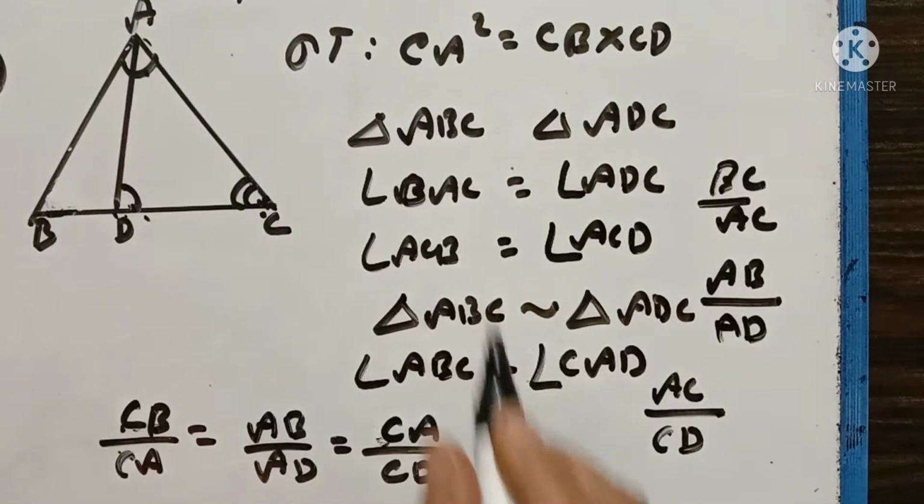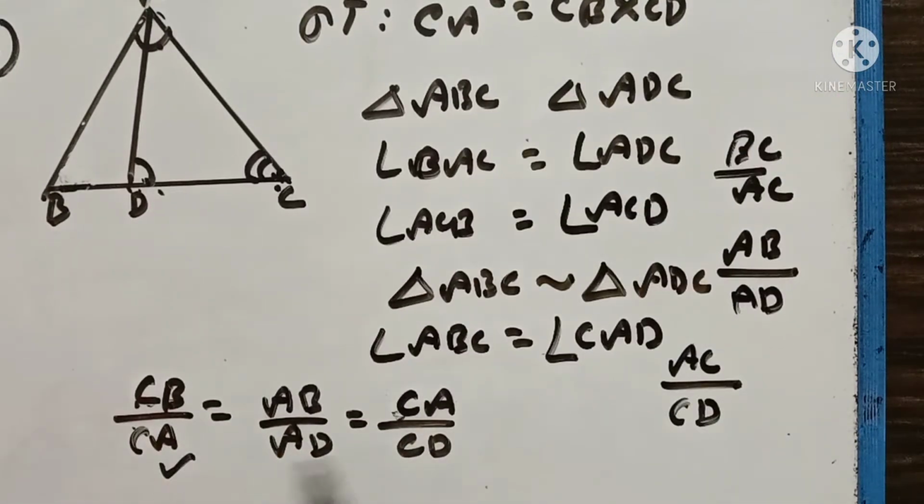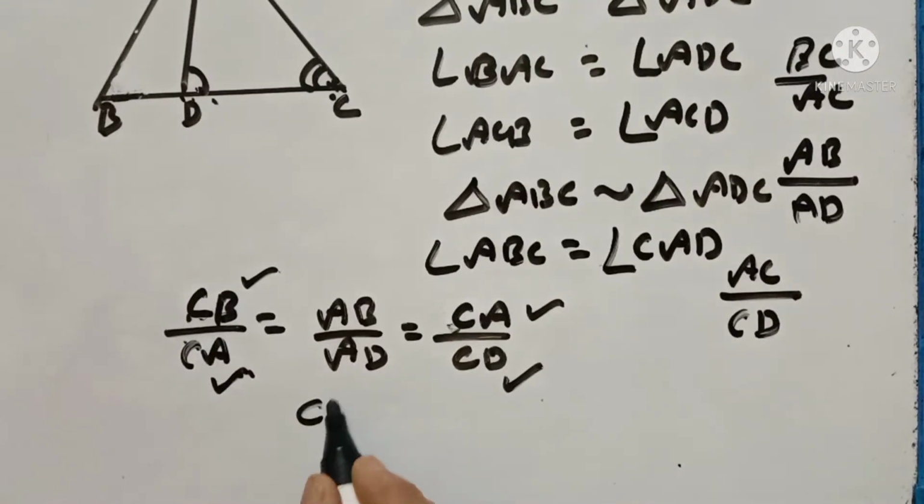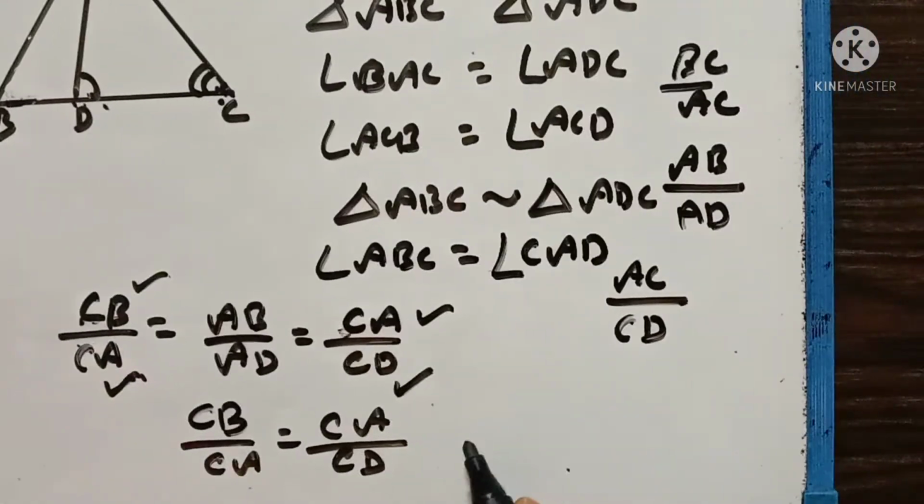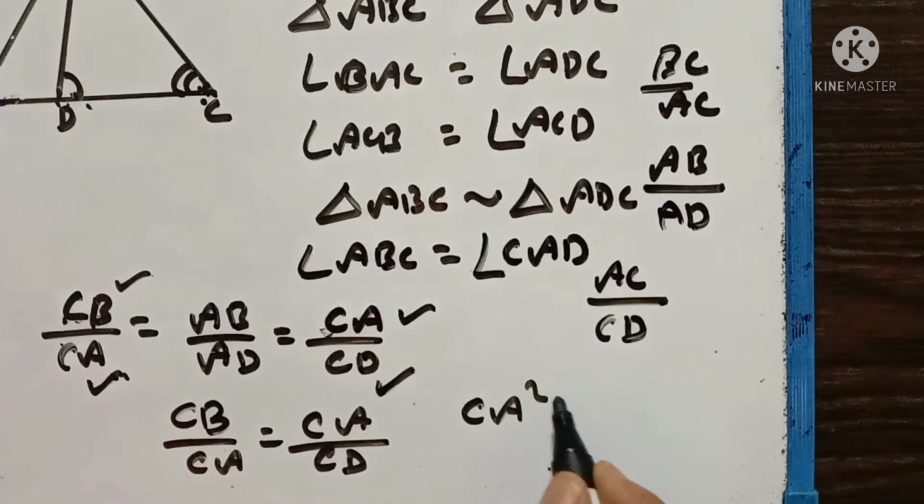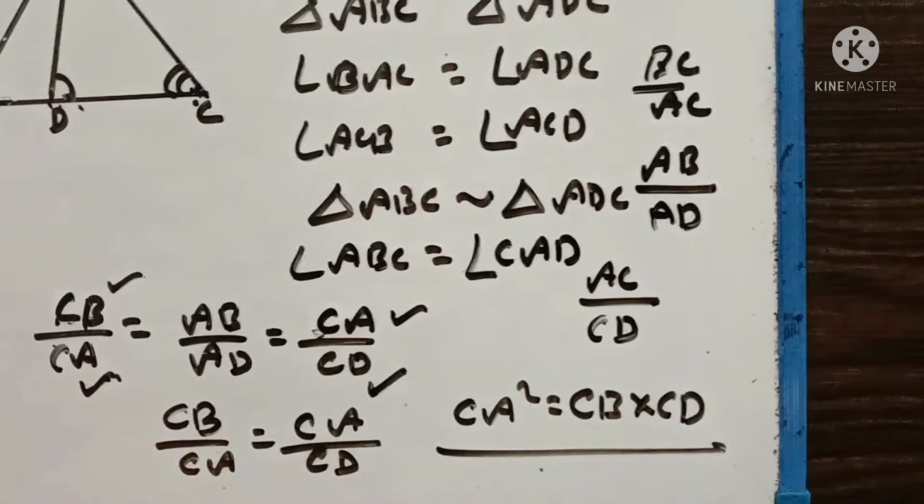Now we have to prove that CA squared is equal to CB into CD. Here CA is there, here CA is there, CD is there and CB is there. Let us take these two. So CB upon CA is equal to CA upon CD. When you cross multiply this, we get CB into CD is equal to CA square. So CA square is equal to CB into CD, proved.